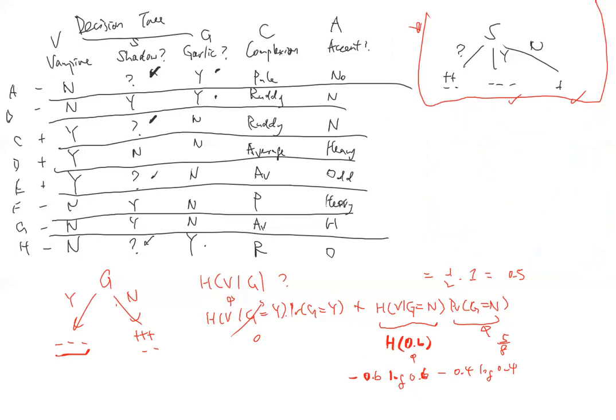Then I can ask something like, what's the conditional probability of V when S is equal to question mark, and then look at each of the other features, for example garlic, complexion, and accent, and see which one gives you a smaller value. The smallest one will be the winner. So we stick with that feature, then go down the tree, and we can build the entire tree.